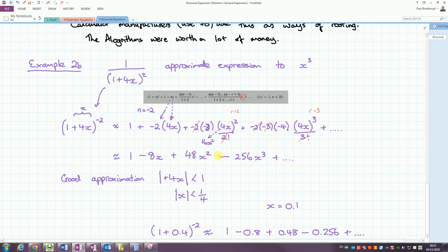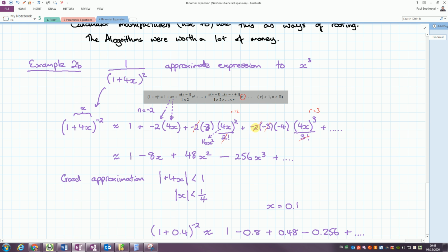We use the formula and lay out so that we start with 1 plus our power, minus 2, times our x value, the 4x. The next value, we do our minus 2 again, times minus 2 minus 1, which is minus 3, times my x value squared, so 4x all squared, gives me 16x squared over 2 factorial. The 2's cancel, but the signs don't, so we've got a positive, a minus times a minus is positive. We've got 3 times 4 squared, which is 16, so 48x squared.